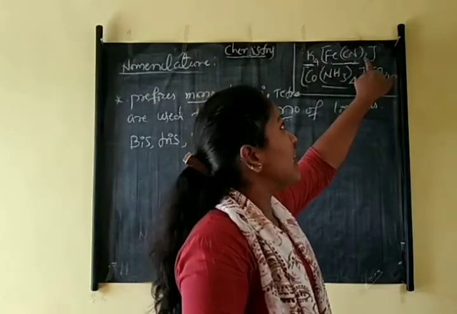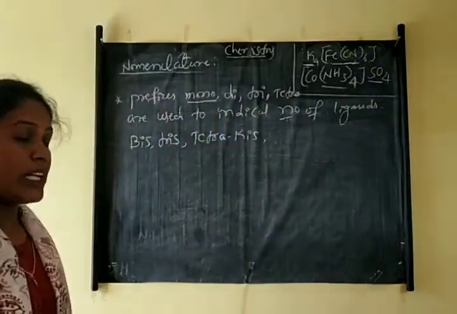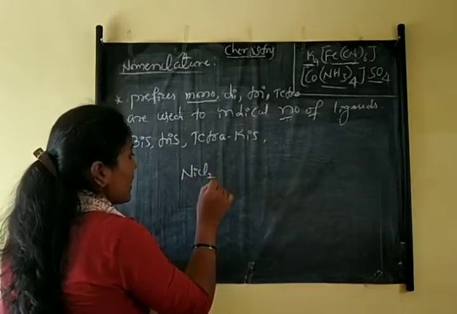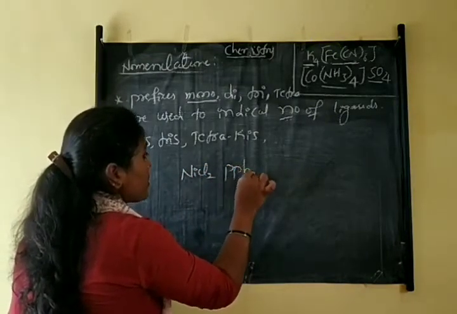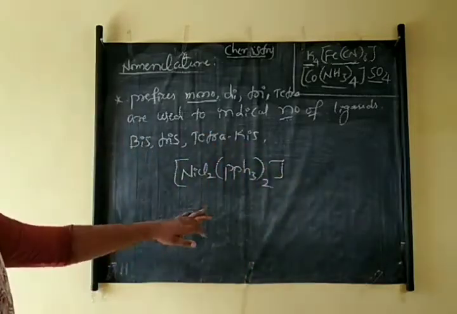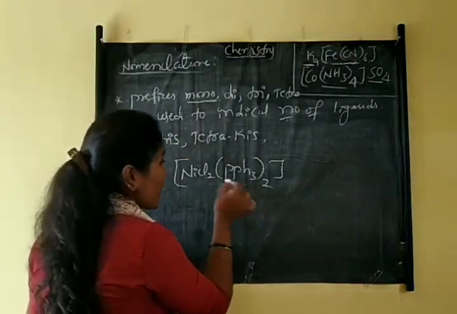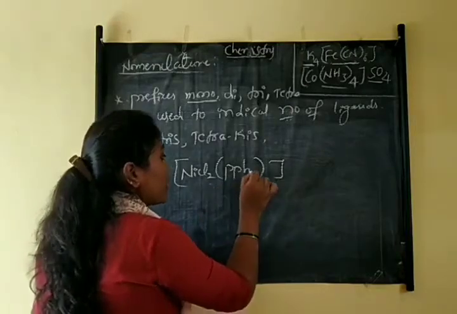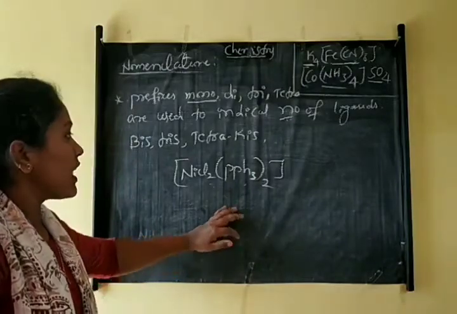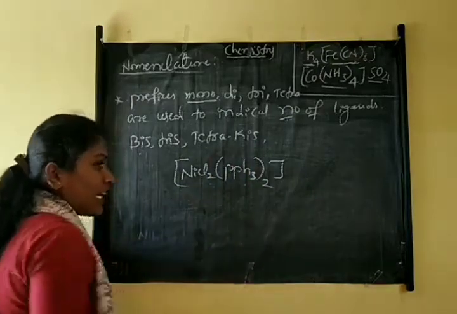Here the ligand number is 6, but if the ligand itself contains numerical prefixes, for example nickel Cl2 PPh3 twice, this is an example for tetrakis. Here there are two types of ligands, and the ligands again contain a numerical prefix. At that time we can consider bis, tris, tetrakis like that.